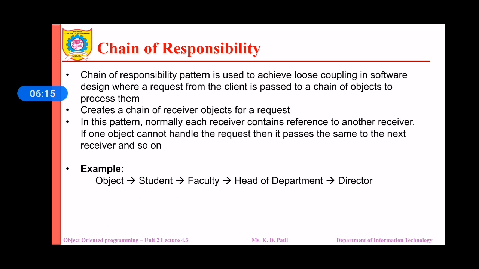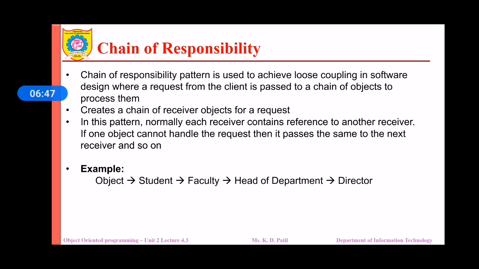The chain of responsibility pattern. The chain of responsibility pattern is used to achieve loose coupling in the software design, where a request from the client is passed to a chain of objects to process them. It creates a chain of receiver objects for a request. In this pattern, normally each receiver contains the reference to another receiver. If one object cannot handle the request, then it may pass the same to the next receiver and so on.